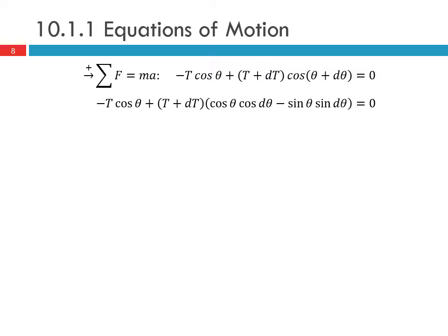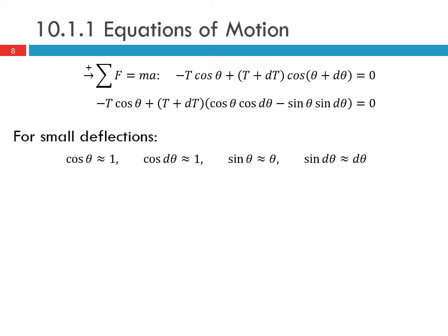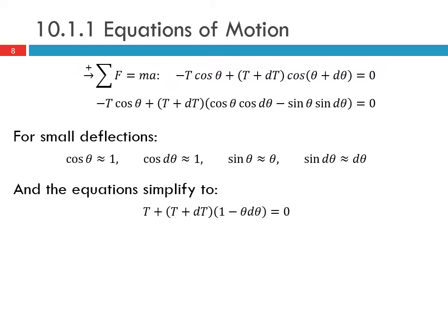Again, just rewriting the same expression. Now for small deflections, we can say that cos theta is approximately equal to 1, cos d theta is also approximately equal to 1, sine theta is approximately theta, and sine d theta is approximately d theta. So we can plug all of these into our expression and simplify to T plus delta T times 1 minus theta d theta.